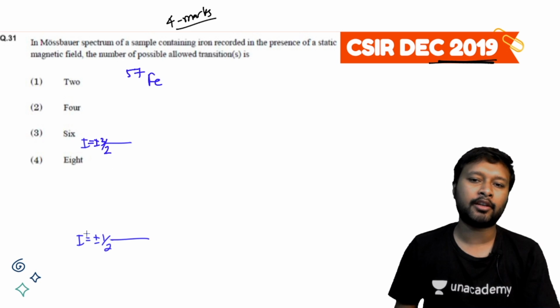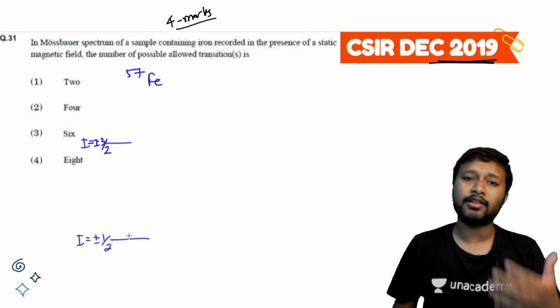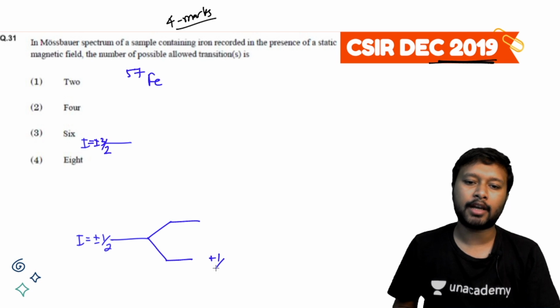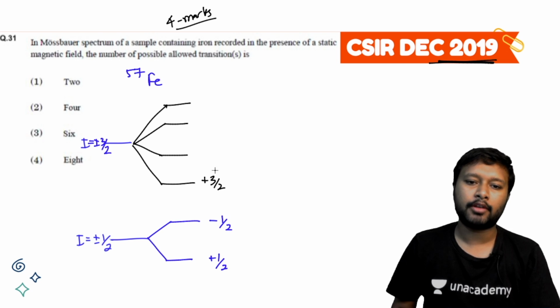Now in the presence of an external magnetic field, what is going to happen is that there will be splitting of these energy levels. This plus minus half is going to split up into two energy levels, plus half and minus half. These are all different I values which I am writing. Similarly, the excited state is going to split up into 4 energy levels, and these energy levels will be plus 3 by 2, plus 1 by 2, minus 1 by 2 and minus 3 by 2. So that's how the splitting will take place.